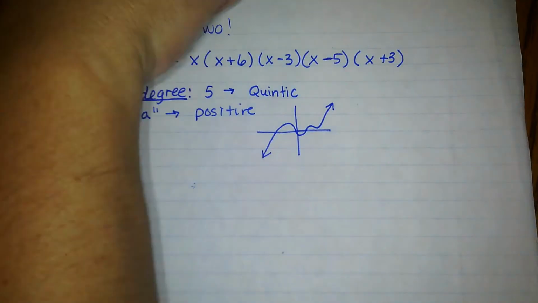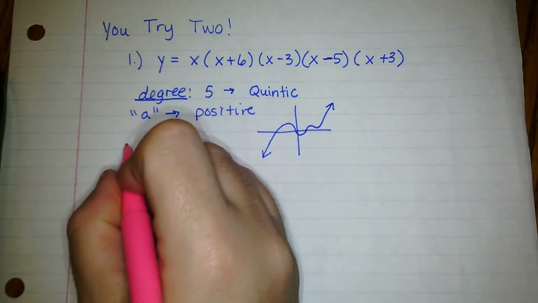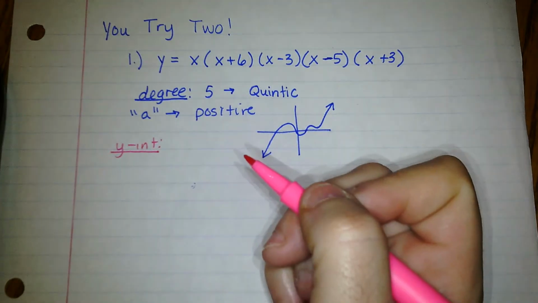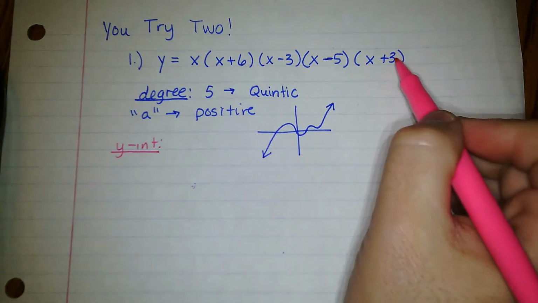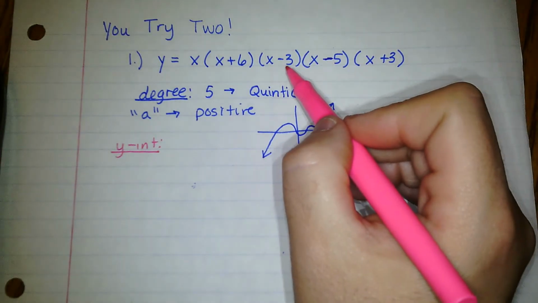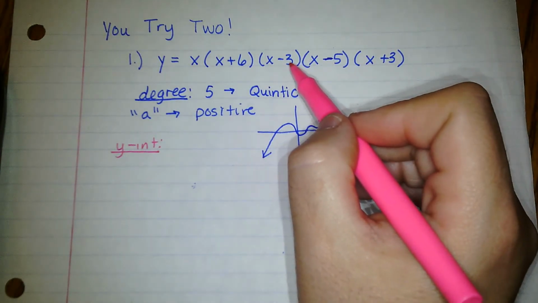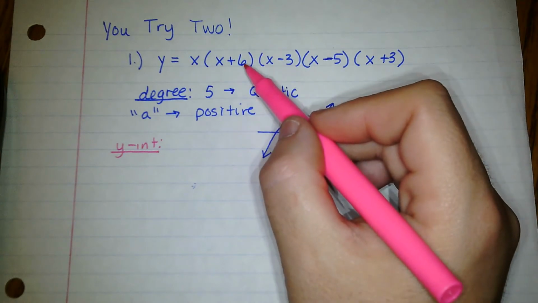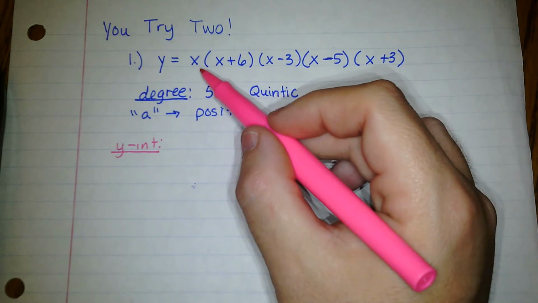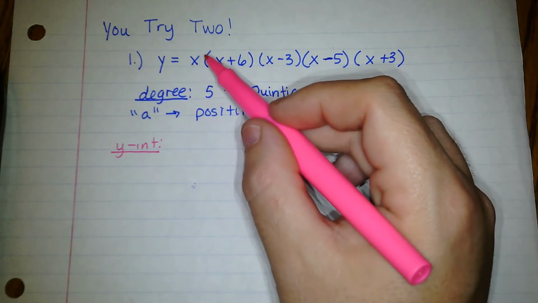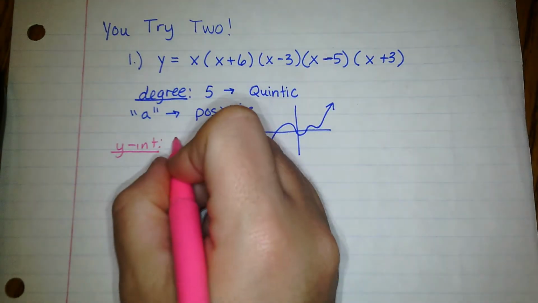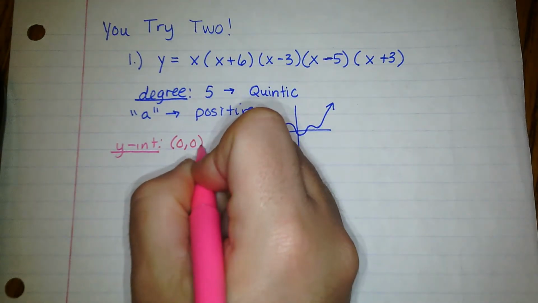Okay, y-intercept. Let's multiply. 3 times negative 5 is negative 15. Times negative 3 is 45. Times 6 is a lot, but this is times 0. Do you remember when we talked about that before with the 0 here? So this 0 wipes all of them out. Our y-intercept is going to be 0, 0.